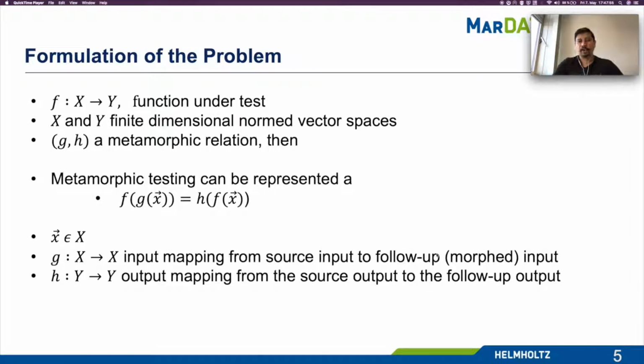In our application domain, we may define a function under test f as a mapping from X to Y, where both X and Y are finite dimensional normed vector spaces. Then a metamorphic relation g and h satisfies the form f(g(x)) = h(f(x)), where g is the input mapping from the source input to the follow-up, which is the morphed input, and h is the output mapping from the source output to the follow-up output.